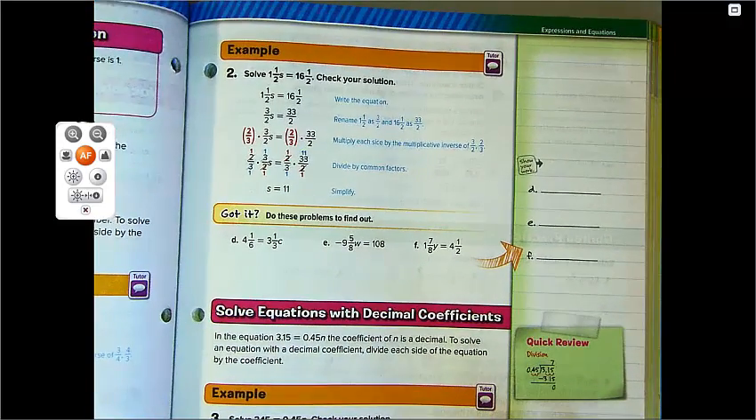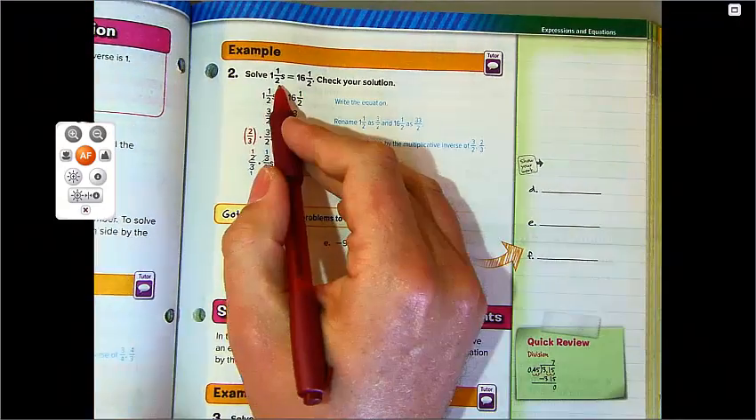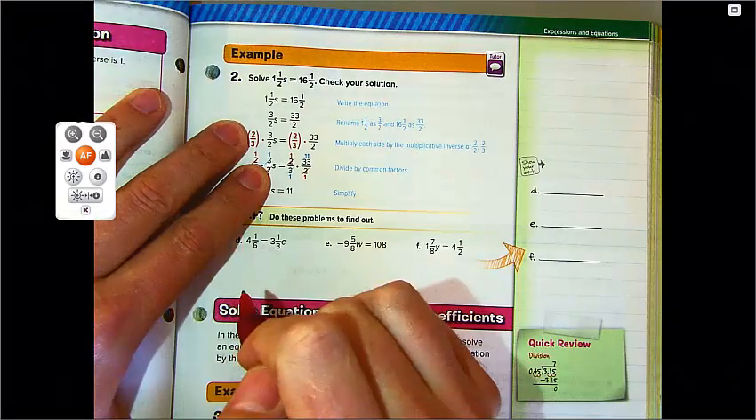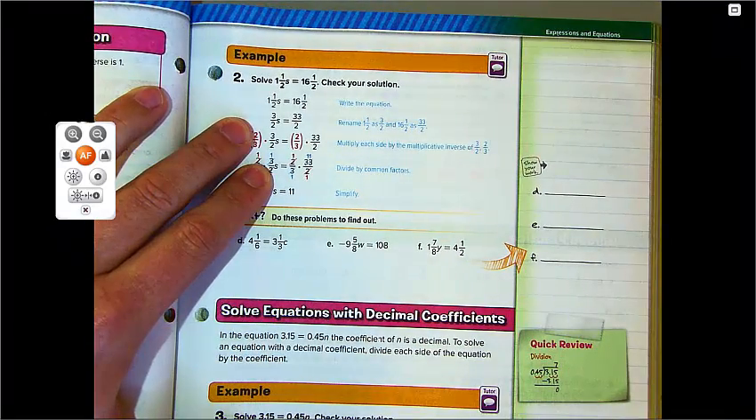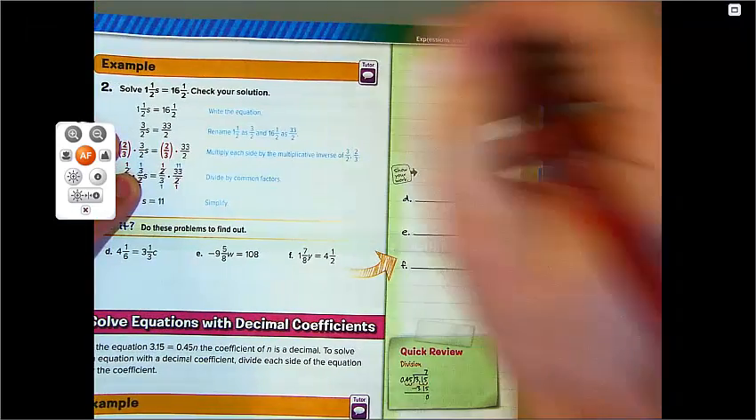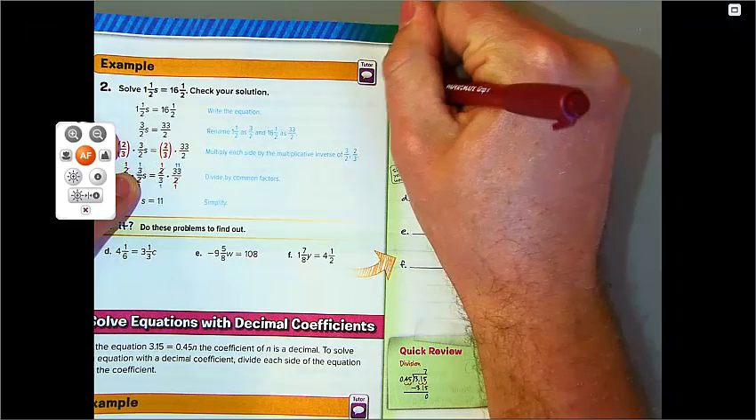Here's example 2. Same idea here, except we have some mixed numbers instead of regular fractions. So with this mixed number here, I have 1/2 s equals 16.5. So step 1, write the original.